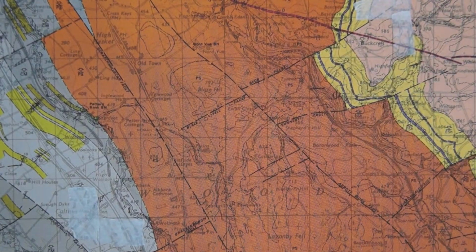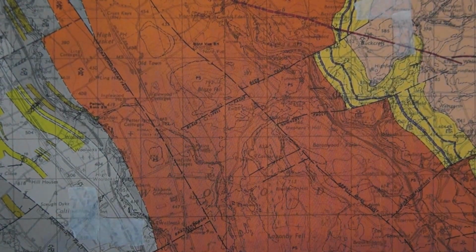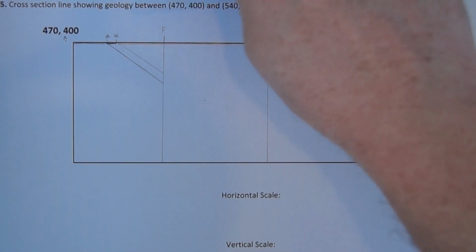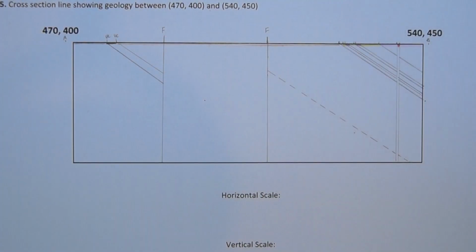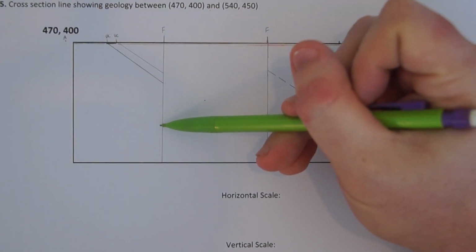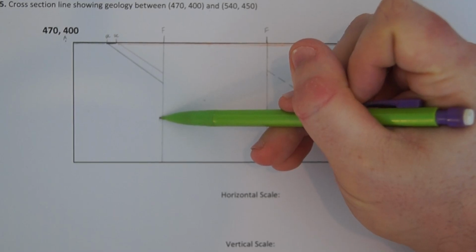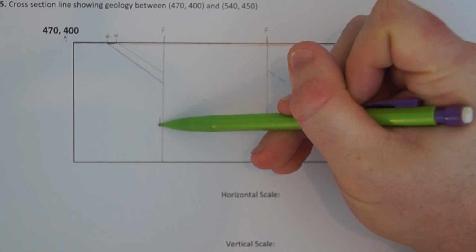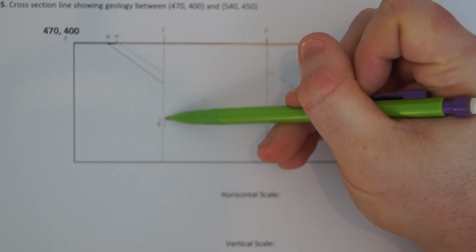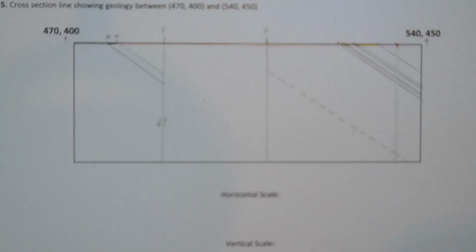So what we can do is take that information and go back to our cross section, and we can add in that sense of movement along the fault. So the way that we do that is to use a little half arrow to show that the western side of the fault has gone down relative to the eastern side of the fault.